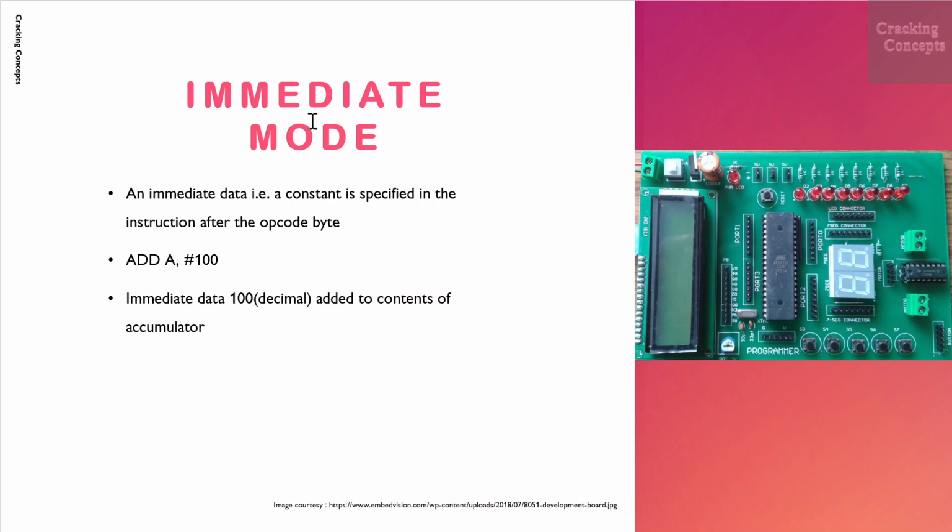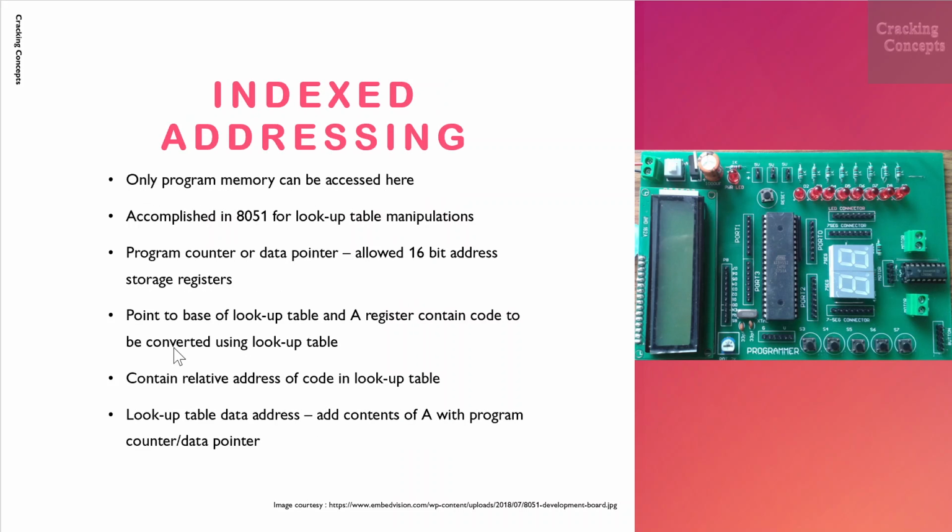Next is immediate mode. Here, an immediate data, that is a constant, is specified in the instruction after the opcode byte. An example of this is ADD A, #100. Here the immediate data 100, which is a decimal, is added to the contents of the accumulator. For specifying a hex number in this type of instruction, it should be followed by H.